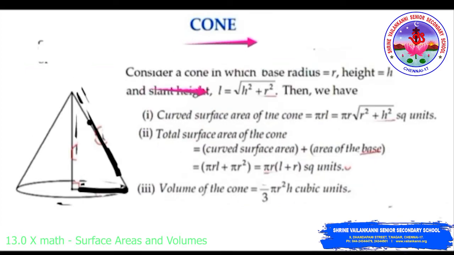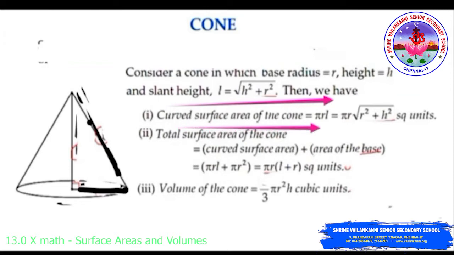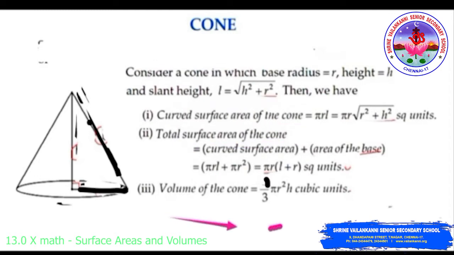Cone. Consider a cone of base radius r, height h and slant height l. l is equal to the square root of h² + r². So the curved surface area of the cone is equal to πrl, and the total surface area of the cone is equal to πrl + πr². Volume of the cone is equal to 1/3 πr²h cubic units.